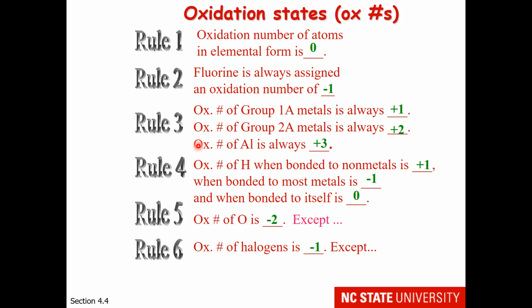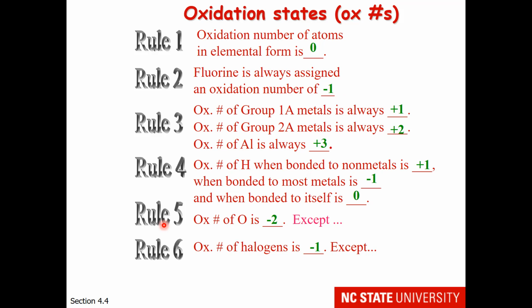And the cheese stands alone. The oxidation number of aluminium in a compound is always +3. Rule 4 concerns hydrogen. When bonded to nonmetals, it is +1. When bonded to most metals, it is -1. And when bonded to itself in hydrogen gas, H2, the oxidation state is 0, because Rule 1 takes precedence.